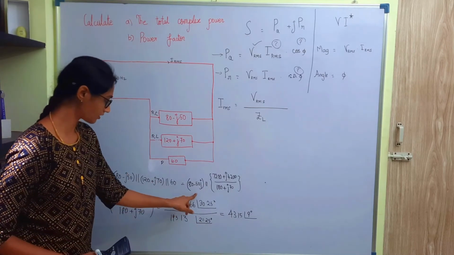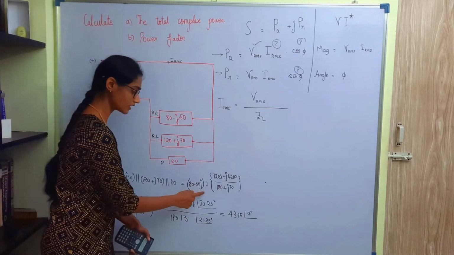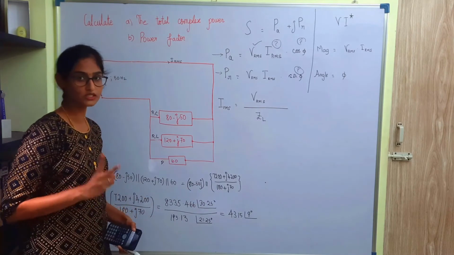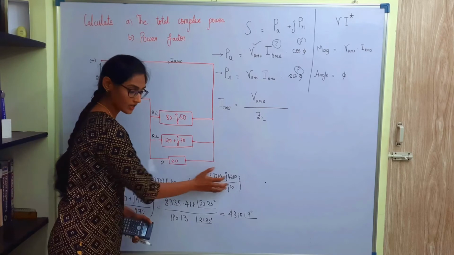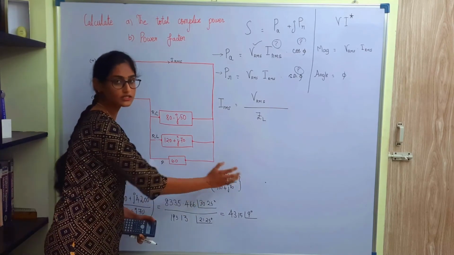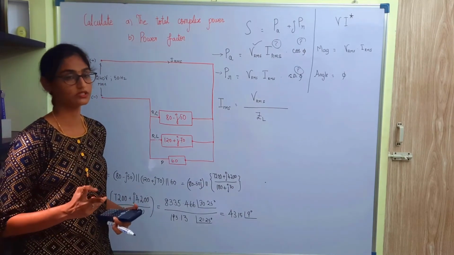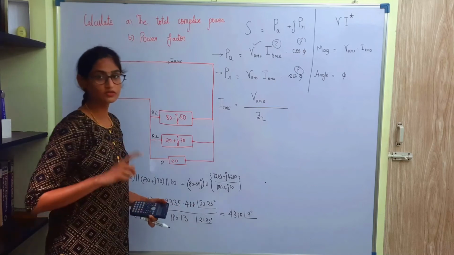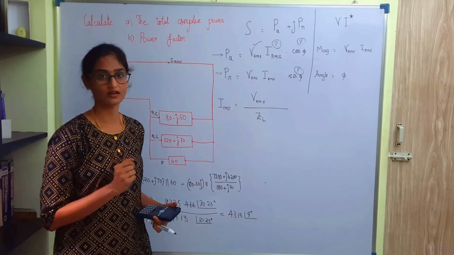Now we need to perform multiplication as well as addition, because when you are finding the effective resistance of two resistors in parallel, the numerator will be RA times RB divided by RA plus RB. So in the denominator, you need to perform addition of these two terms. For addition, you need the rectangular form.